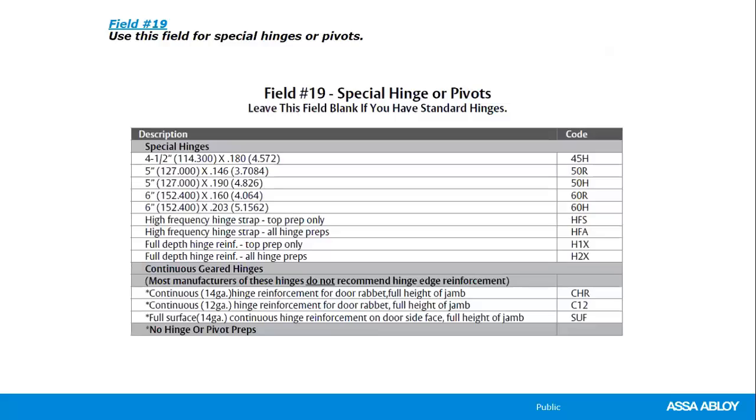Field 19 gets into your various types of hinges or pivots. You'll see there 4.5. It's going to be your standard, the 4-5H. That's going to allow you to get into your standard or heavyweight hinge on the 4.5. Any other hinge size, you will need to tell us if it's a standard or a heavyweight prep that you're using.